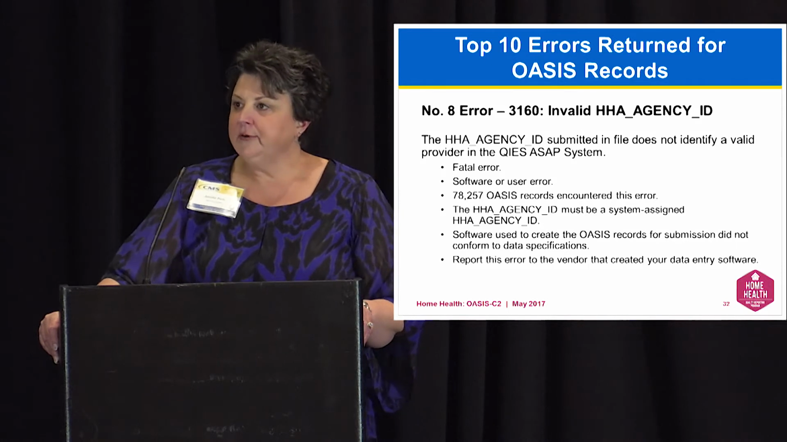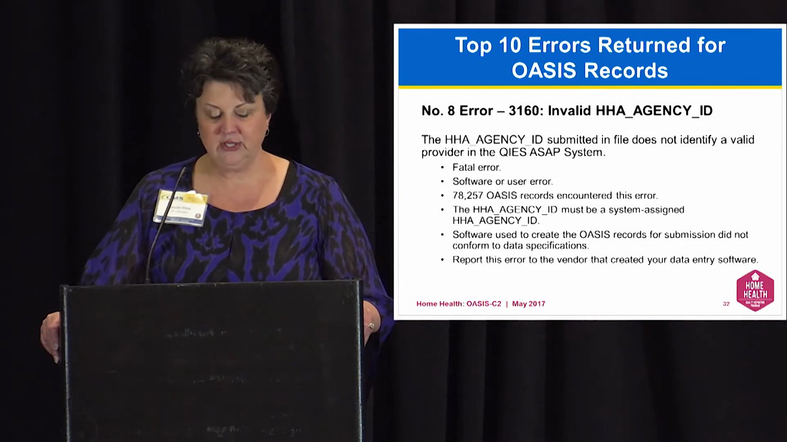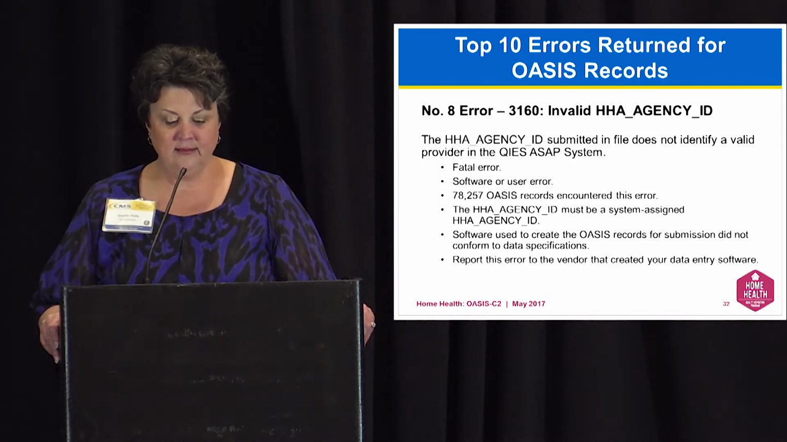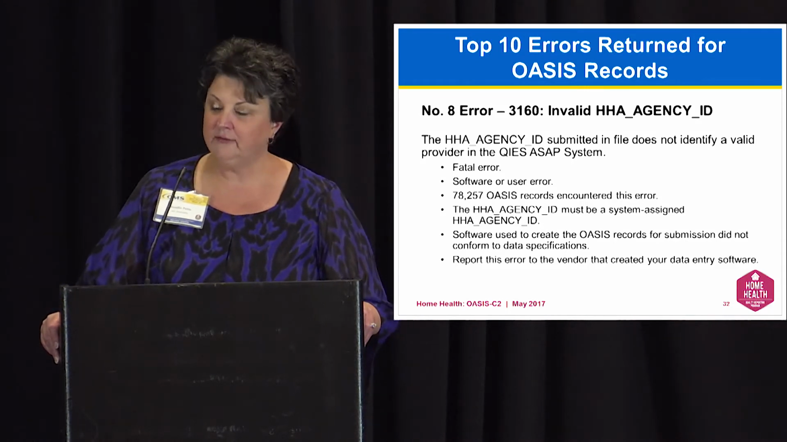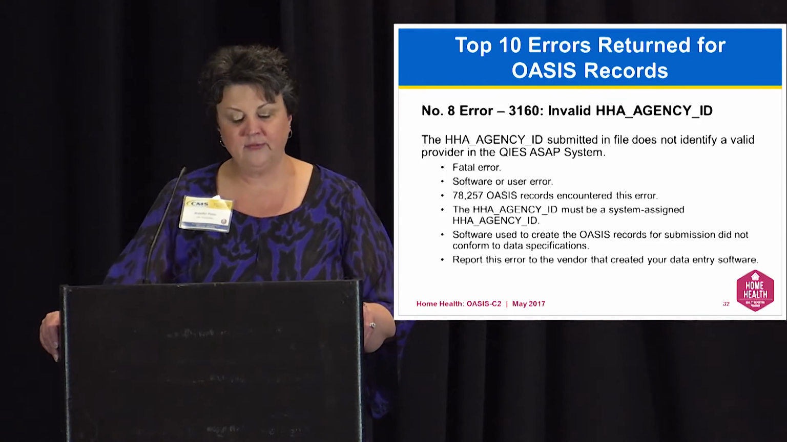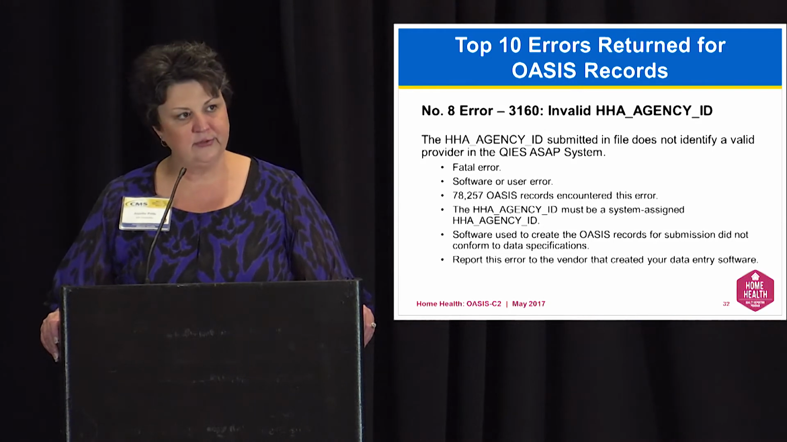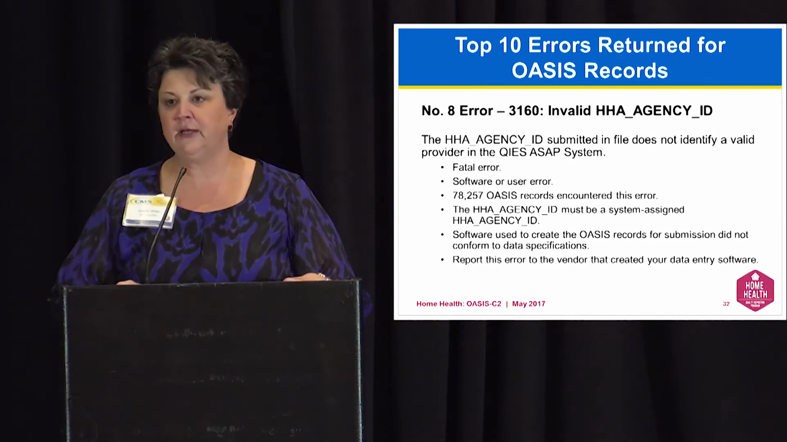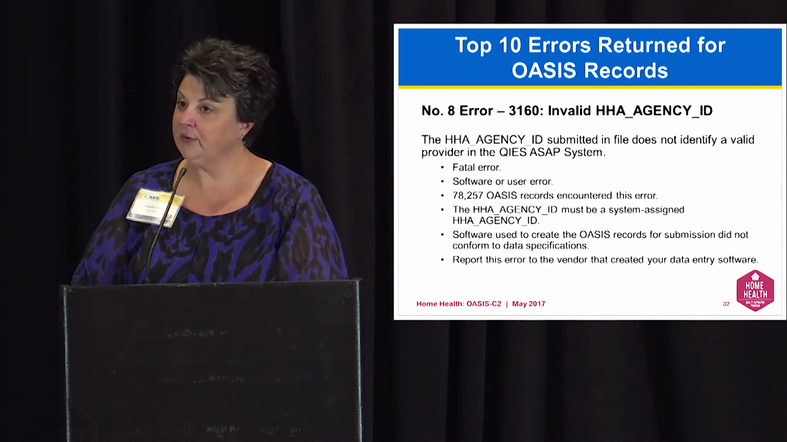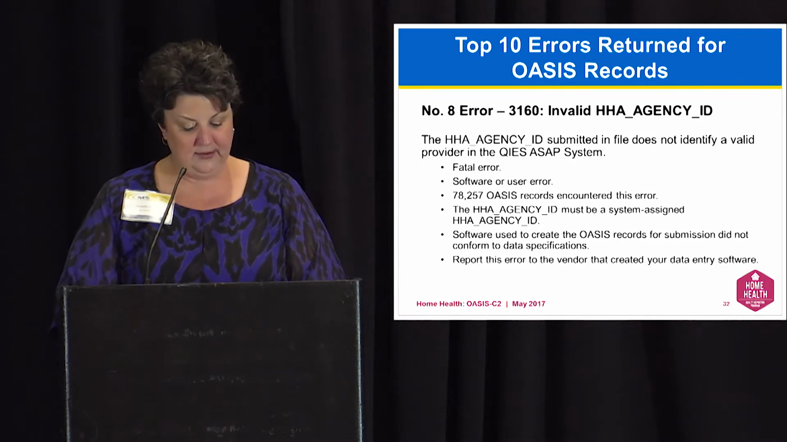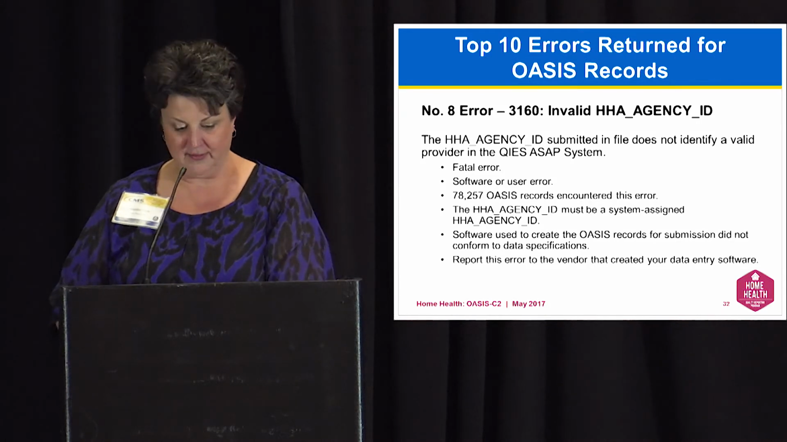The number 8 error is 3160, and this is invalid HHA agency ID. And that is just what it sounds like, that the agency ID that's been submitted in the file doesn't identify a valid provider in the QIES ASAP system. This could be a user or a software issue error. It could be the person who's entering, or it could also relate back to your software. If it's a user error, you would just correct this error and resubmit the record. If it is a software issue, then your vendor will be able to help you with that.